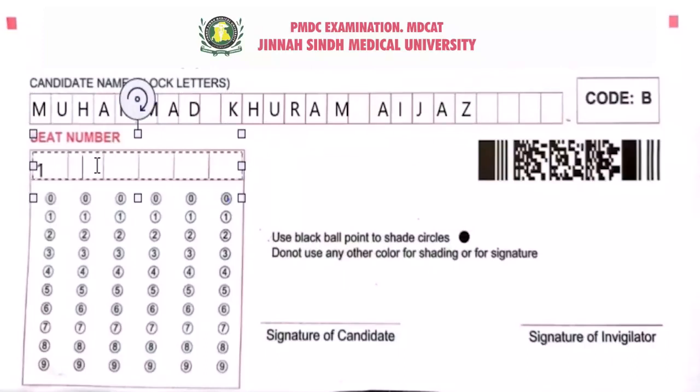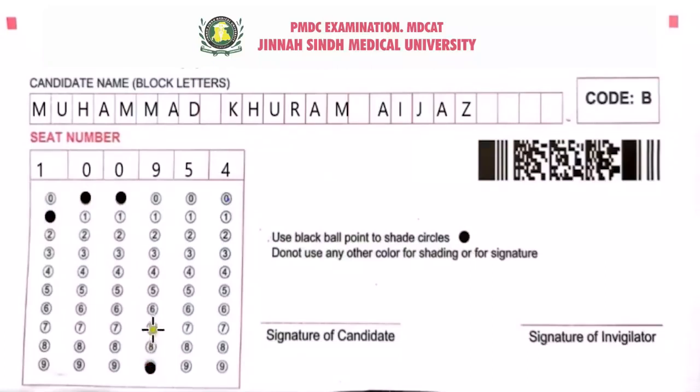Secondly, write your seat number in the given boxes using one box for each number. There's a line of circles given under each number box. Please color the circle corresponding to the number written above. For example, if your seat number begins with 1, write 1 in the box and color the circle containing number 1 just below the number box.